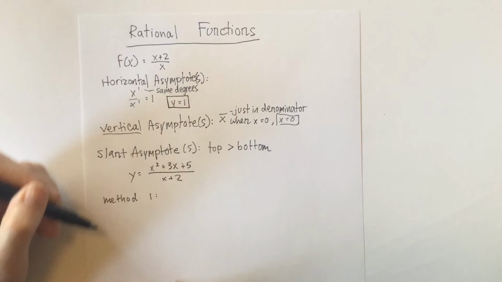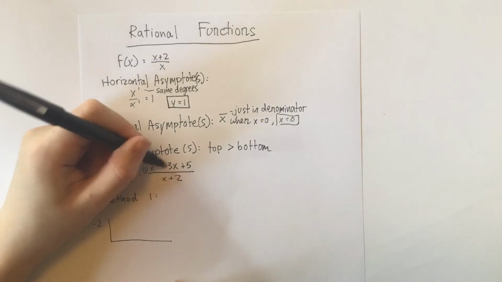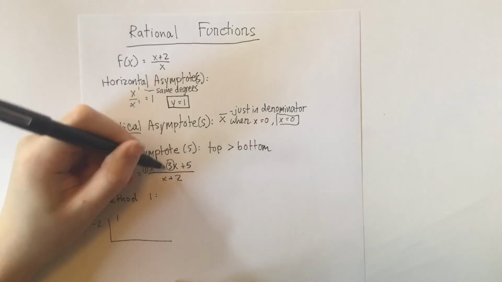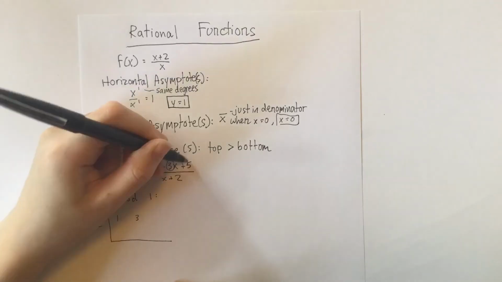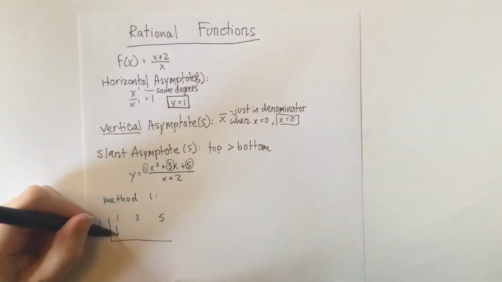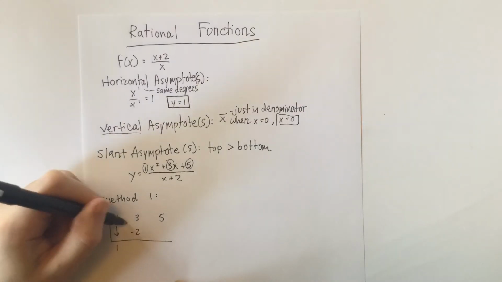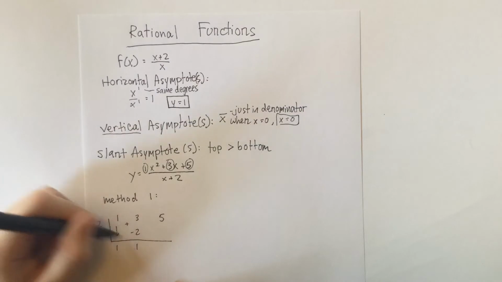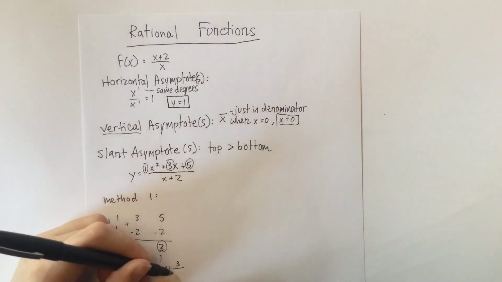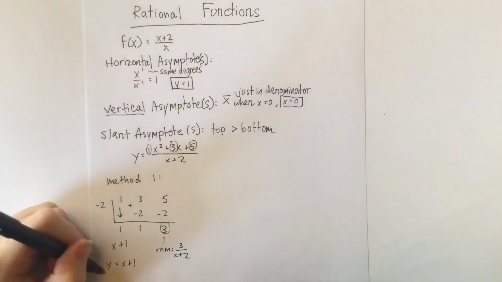So what you do is you take the coefficients. In this case, we're taking 1, 3, and 5, as I circled, and you're going to divide by -2. And how we got -2 is x plus 2 equals 0 when x equals -2. You bring down the 1 and then you multiply it by -2. Then you add 3 plus -2. Then you multiply the 1 times -2. You add 5 plus -2 to get 3. So you have a remainder of 3. But you don't care about the remainder because you have your equation, y equals x plus 1.